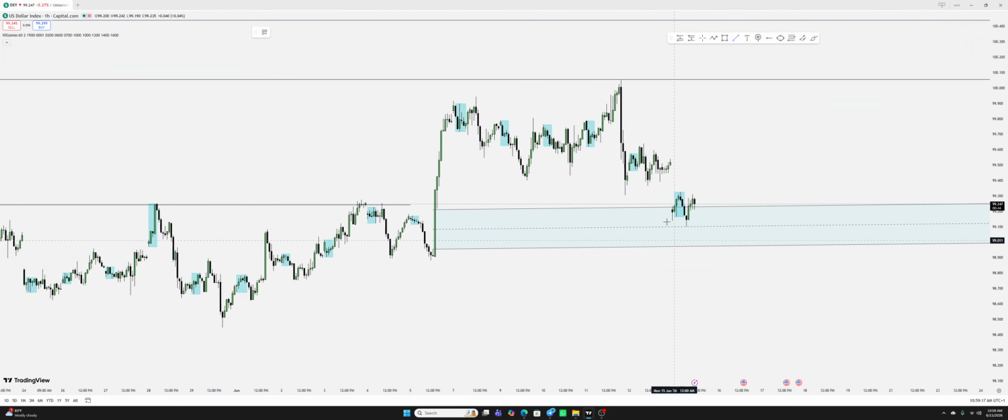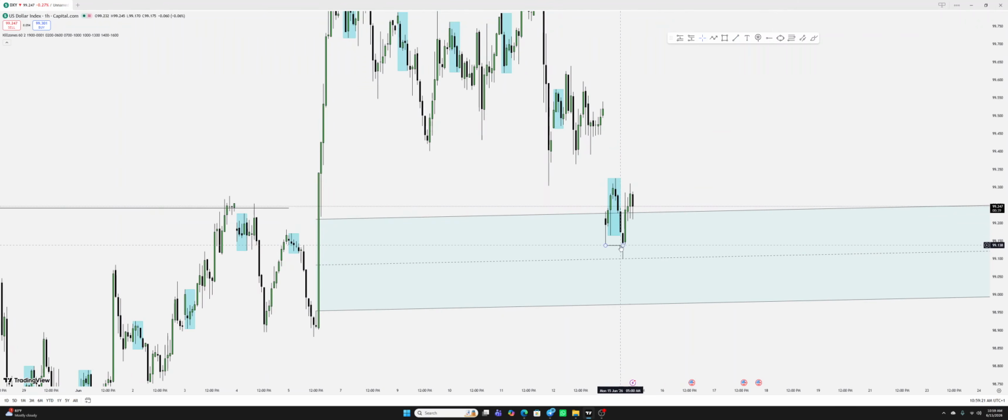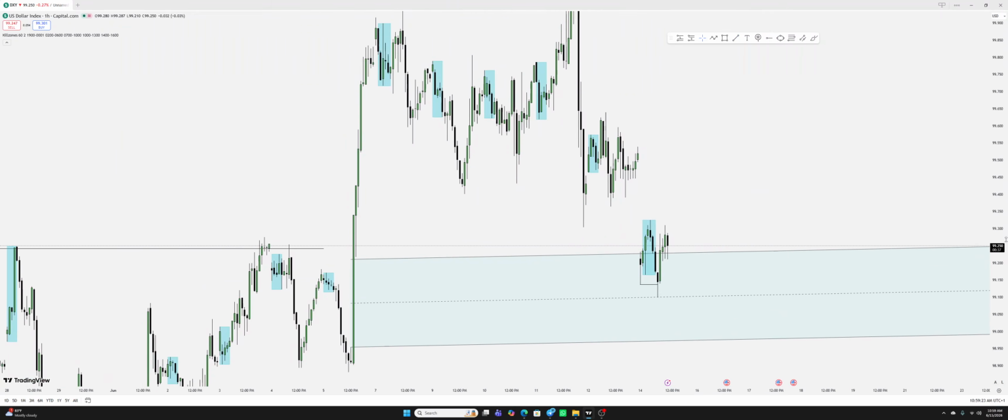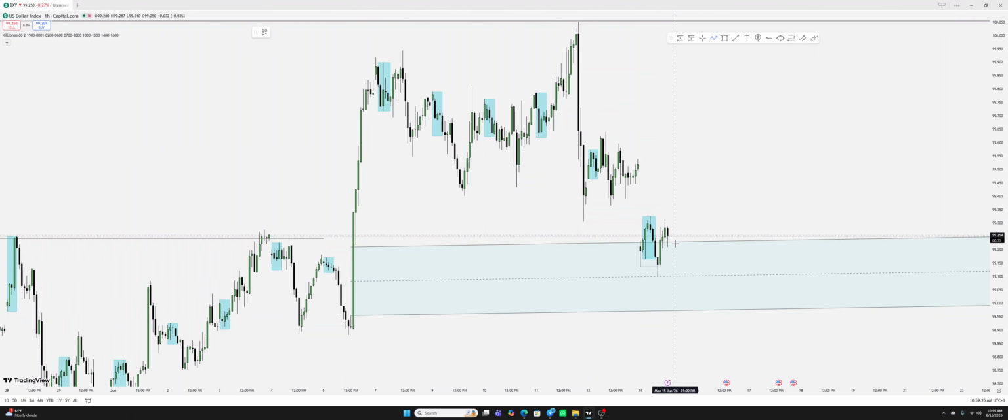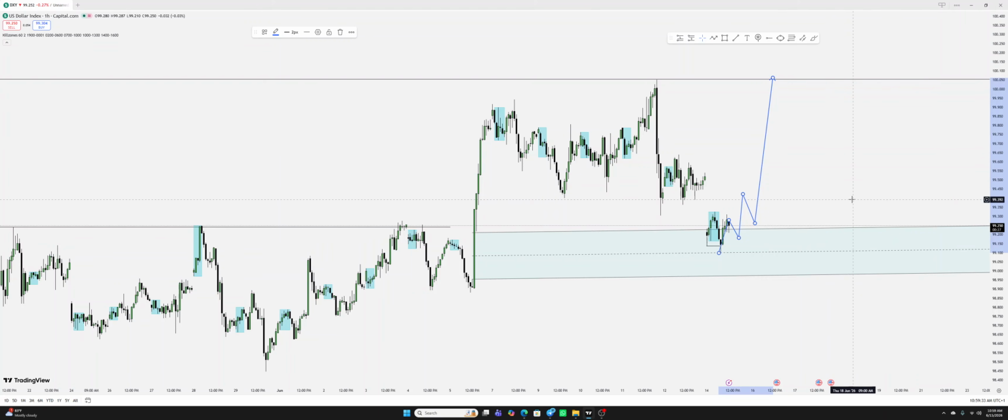We already have price reading this low right here and also sweeping Asian low. So I'm going to keep my fingers crossed, maybe wait for extra confirmation, then I'll be happy to take the buy opportunity, right? That is all for the dollar index.